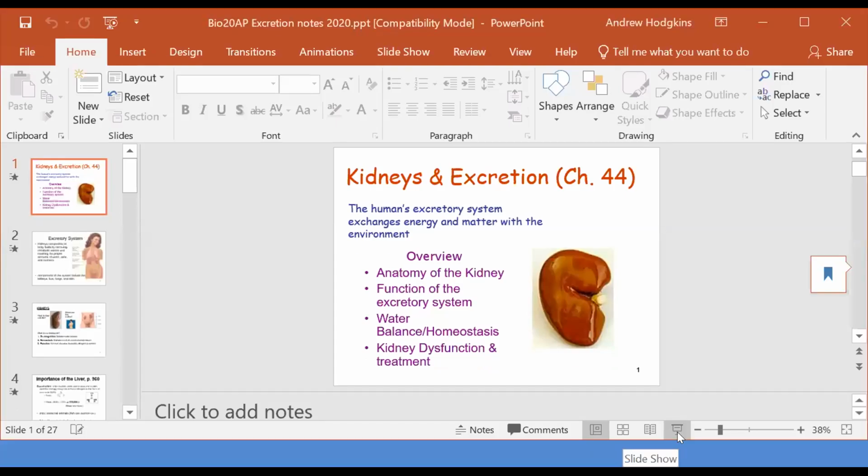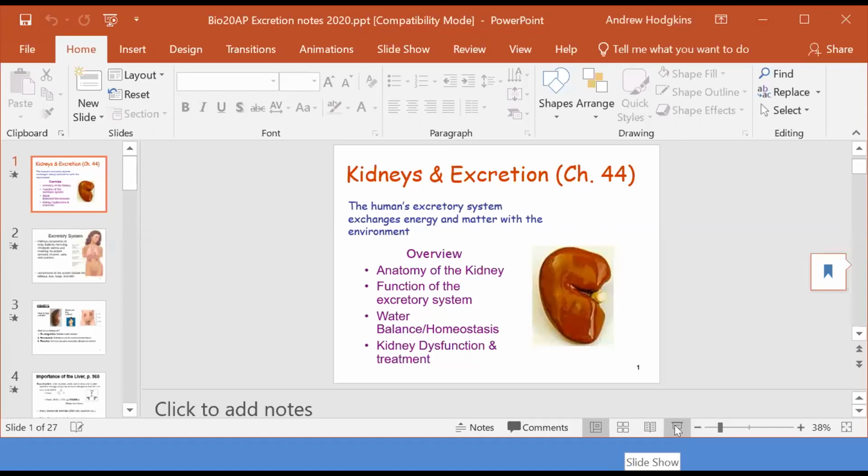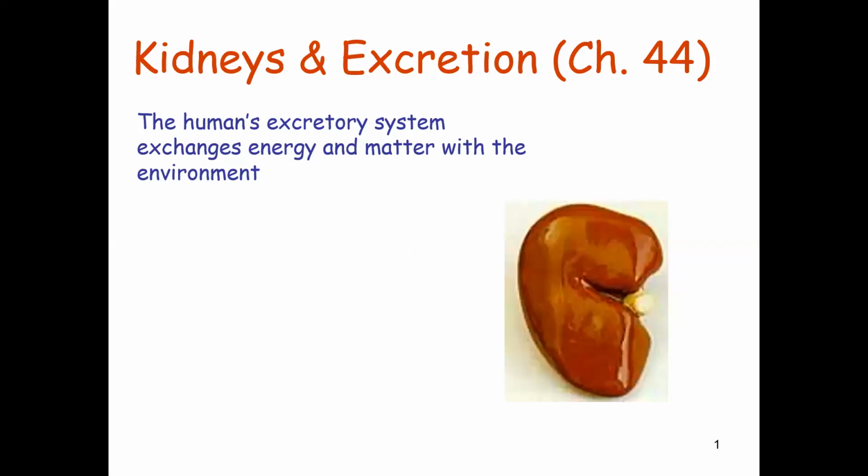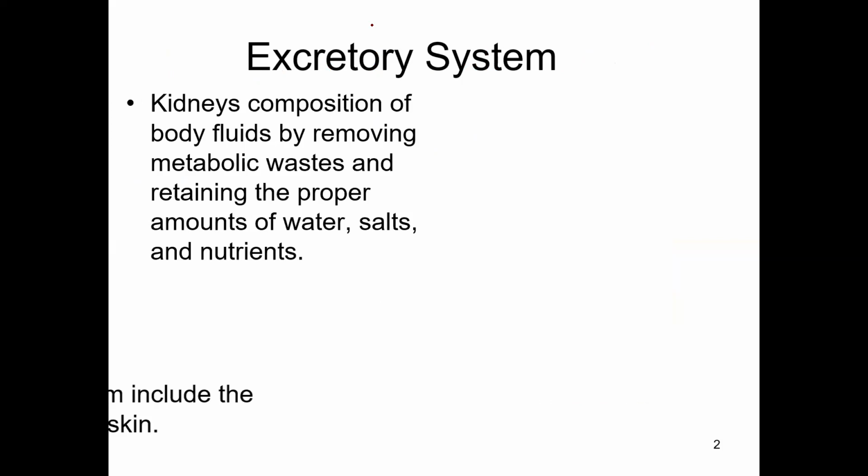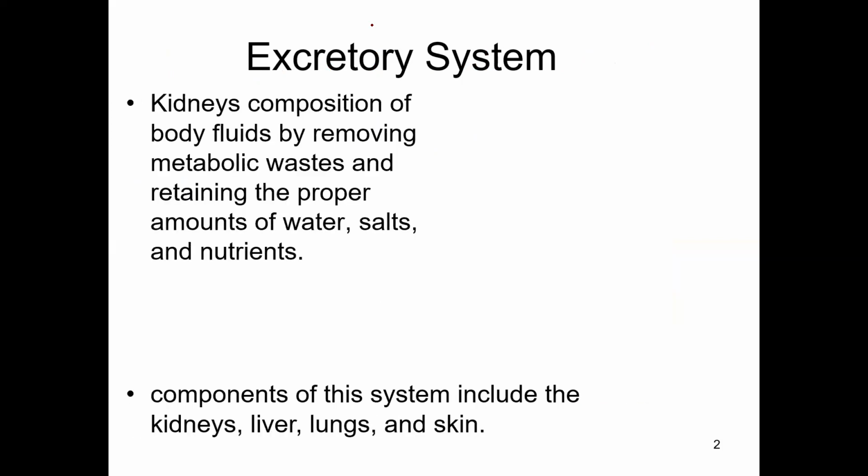Okay, we're looking at chapter 44 in your textbook this week, kidneys and excretion. The first lesson is just going to be going over an overview of how urine is formed and just a quick overview of the kidneys.